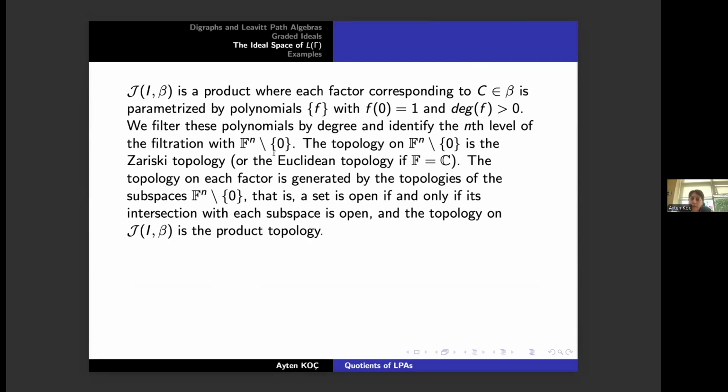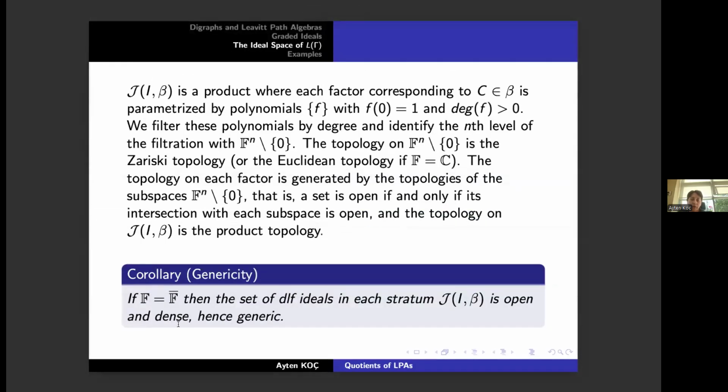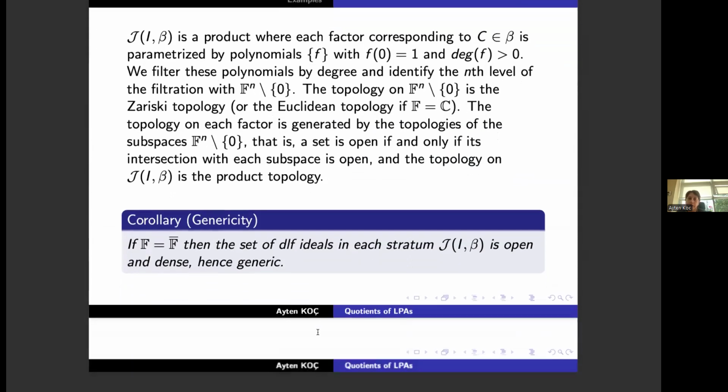The topology on each factor is generated by the topologies of the subspaces F^n minus 0, that is, a set is open if and only if its intersection with each subspace is open, and the topology on J_beta is the product topology. And we obtain this result: if our field is algebraically closed, then the set of DLF ideals in each stratum J_beta is open and dense, hence generic.